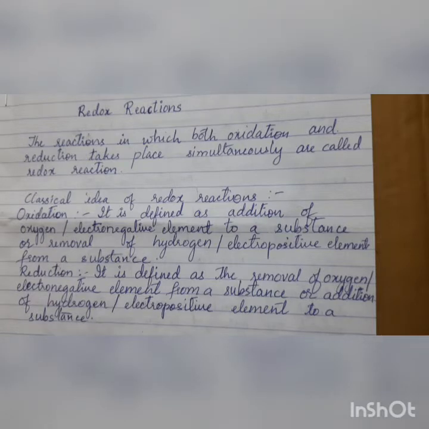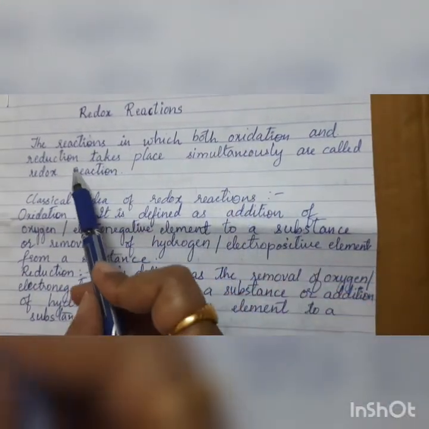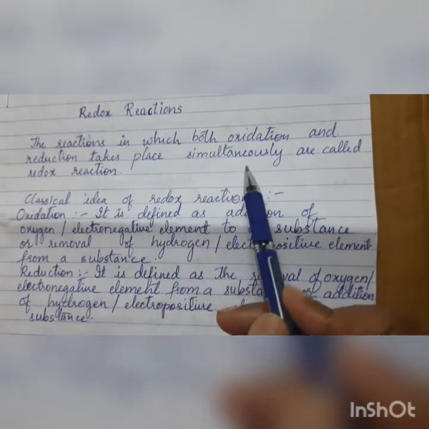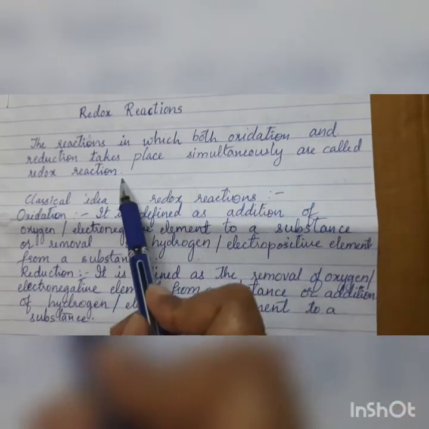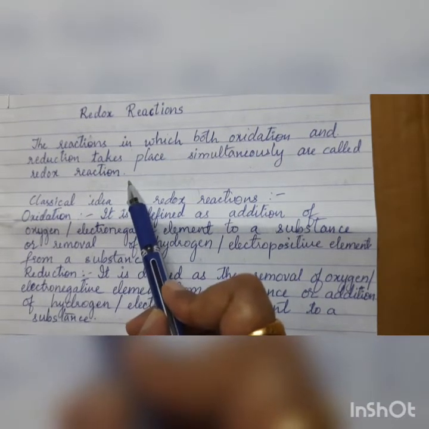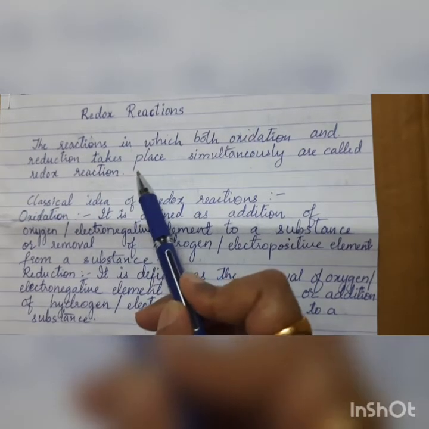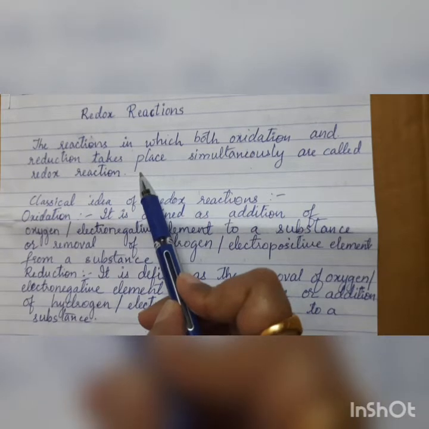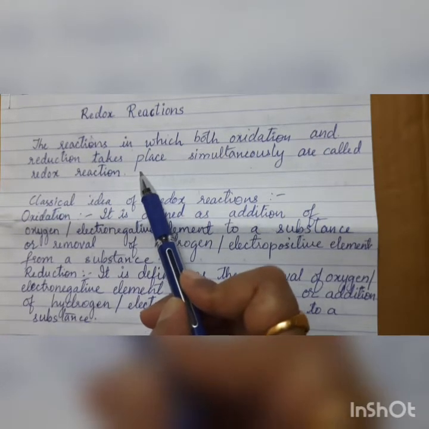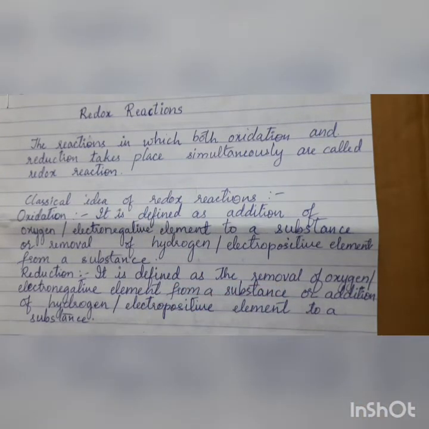So what does this redox mean? The reaction in which both oxidation and reduction take place simultaneously is called a redox reaction. So reduction as well as oxidation should take place simultaneously, meaning both at the same time. Such a type of reaction is called the redox reaction. Then why should we study this redox reaction? Where is it finding its application?